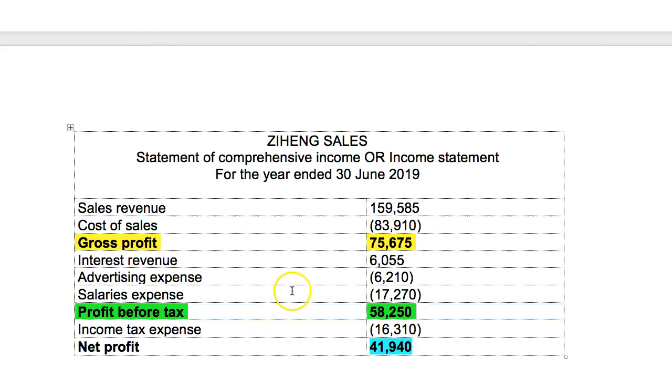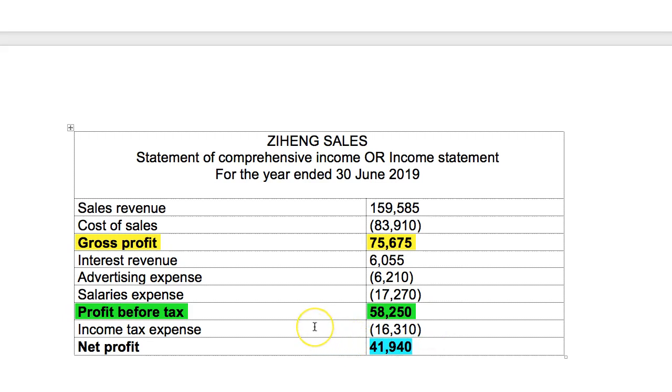Now, how to get this? It's your gross profit plus the interest revenue minus advertising expense and minus salaries expense. This equals profit before tax. Then we list our income tax expense and we get our net profit. The net profit is the profit before tax minus income tax expense.